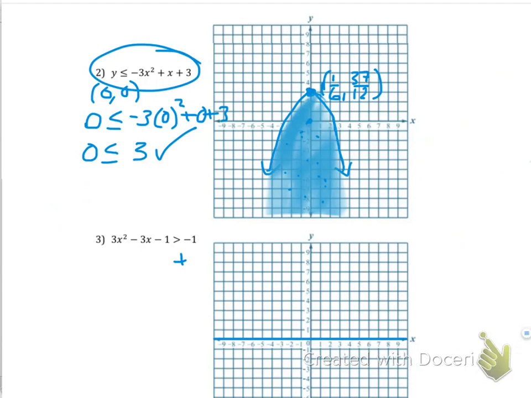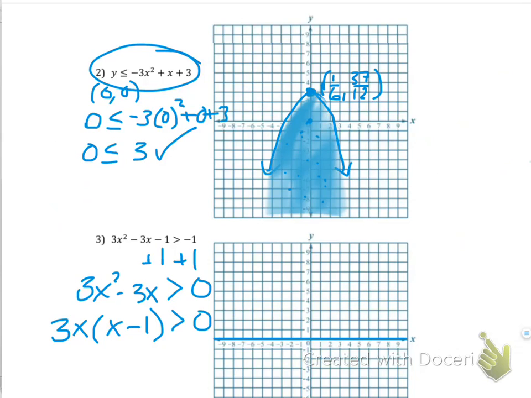So I'm going to add 1 to both sides, right, because I want to have stuff equal to 0. I've got 3x squared minus 3x, and then minus 1 plus 1 is 0. It's greater than 0. Okay. What I can do here is I can factor this. So that becomes 3, I can pull out a 3 and an x, and I'm left with x minus 1 is greater than 0.